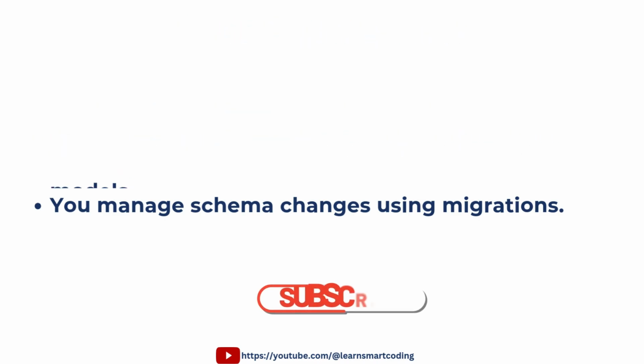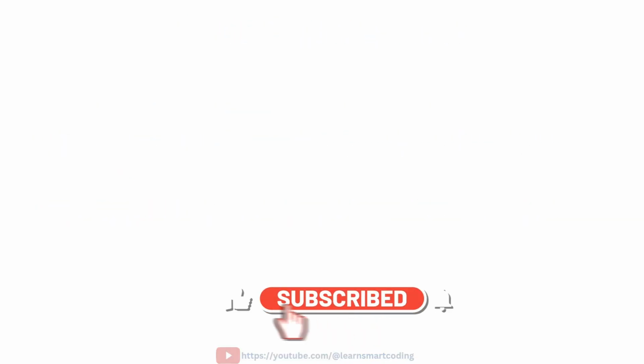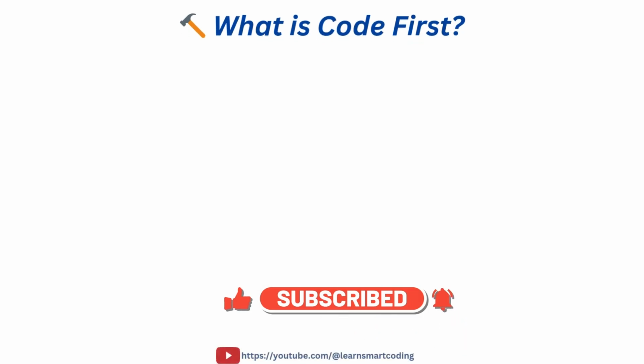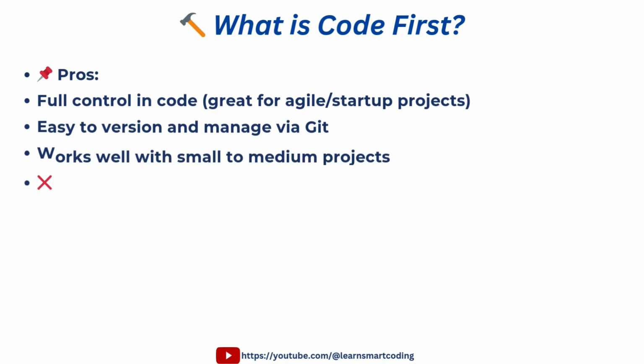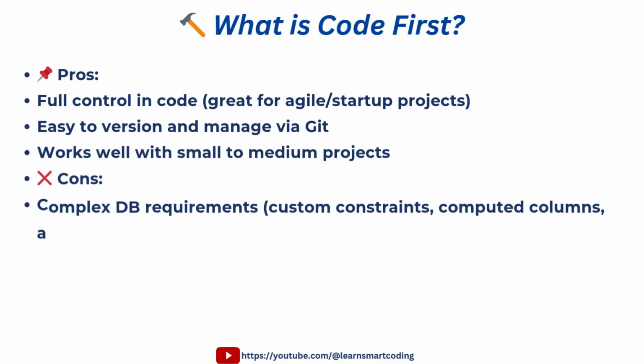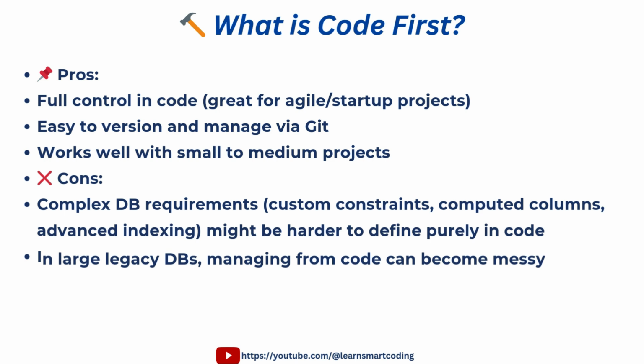There are pros and cons for the code first approach. Pros: it's full control in code. It's great for agile and startup projects, easy to version and manage via Git. It works well with small to medium projects.